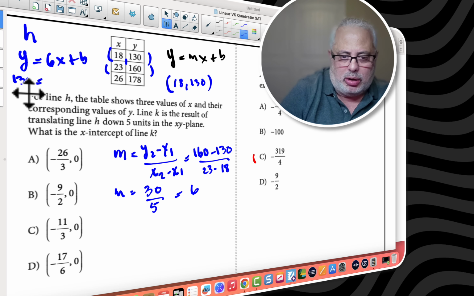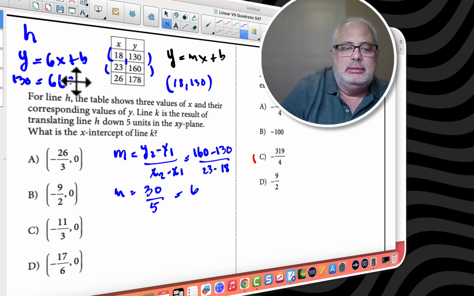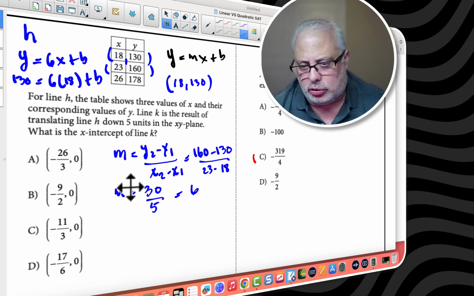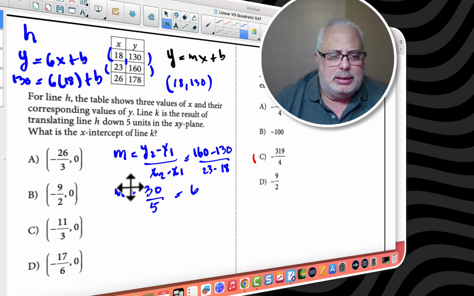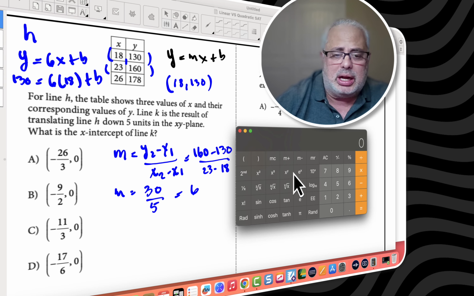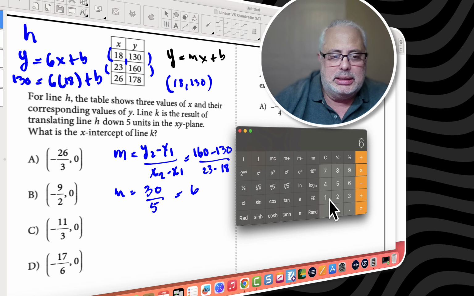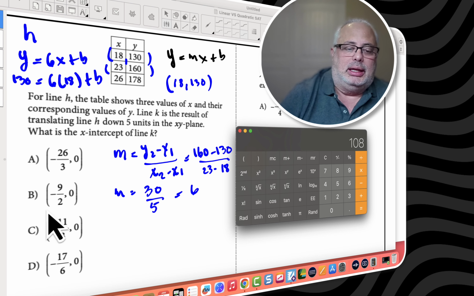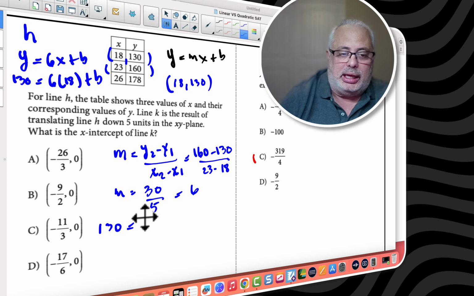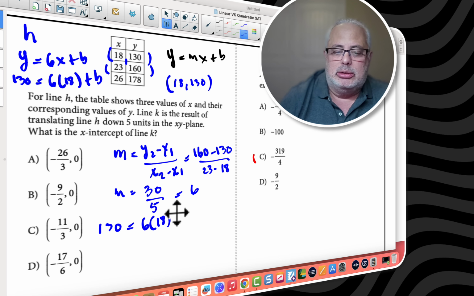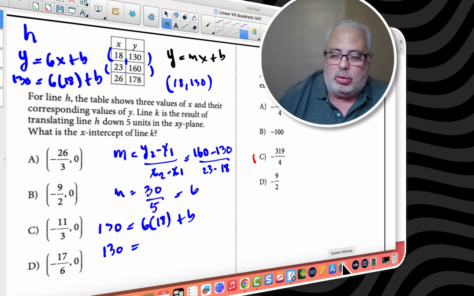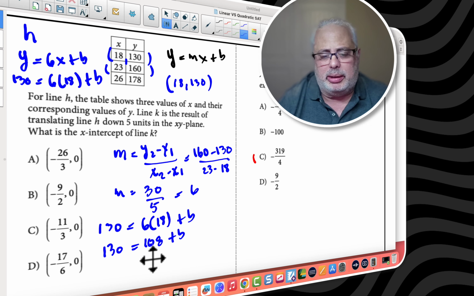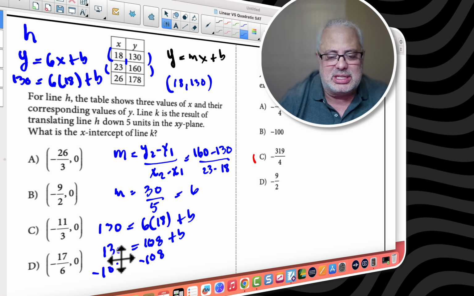So I substitute the y by 130 and the x by 18 plus b. So far, so good. Okay, let's multiply 6 times 18. I'm going to use a calculator here because in this part of the test they let me use it, and I want to make sure that I'm doing my test correctly. 6 times 18 is 108. So we have, let me do it down here, 130 equals 6 times 18 plus b. So 130 equals, my answer was 108, 108 plus b. And we solve for b by subtracting 108 from both sides.